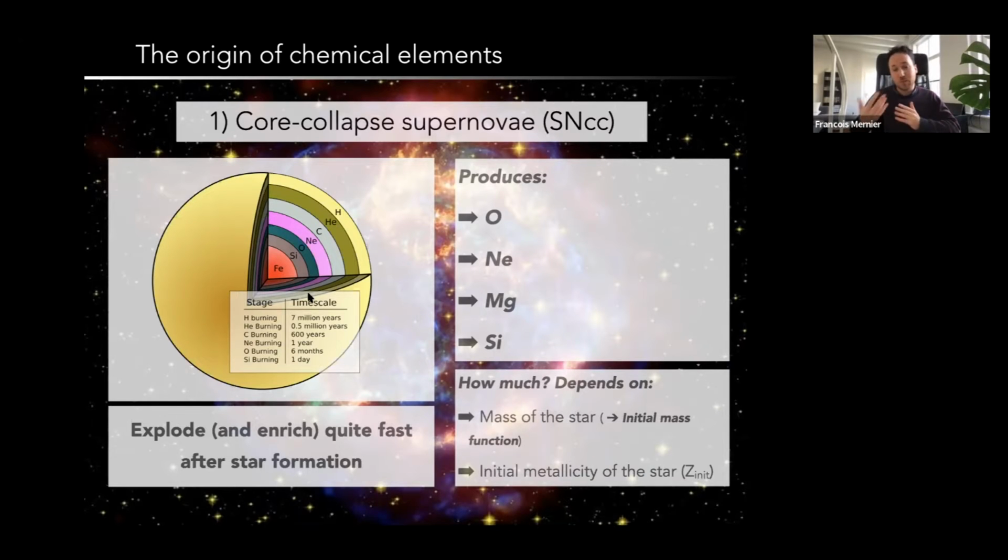And this depends mainly on 2 parameters. The first one is the mass of the star. And if you think of not only one massive star in particular, but an entire population of massive stars, you can think of it as the stellar initial mass function.